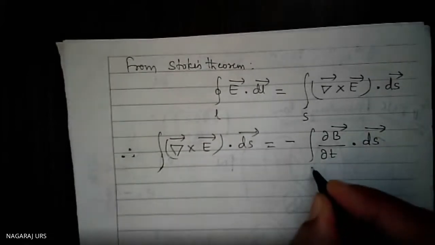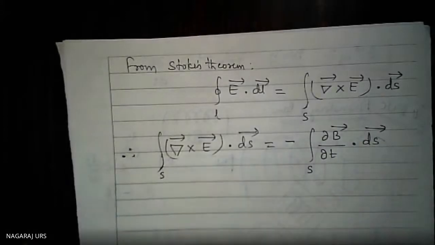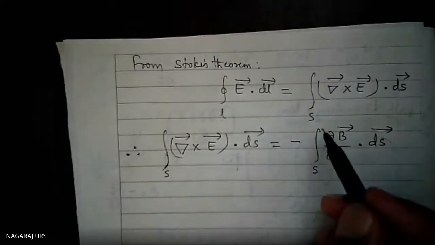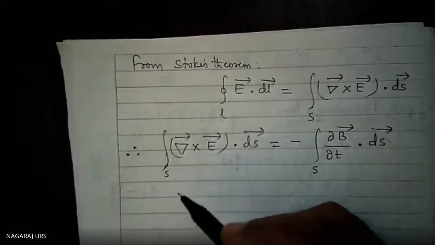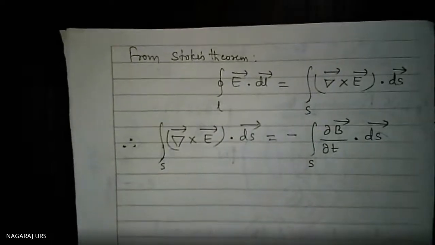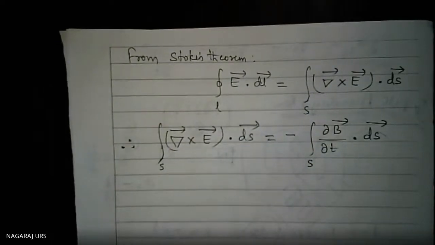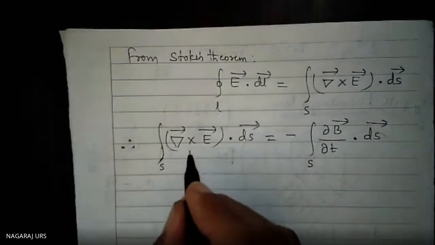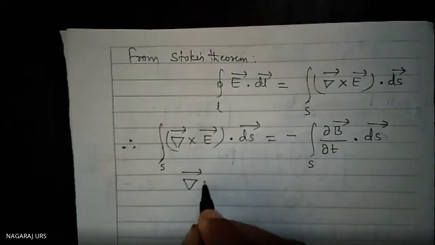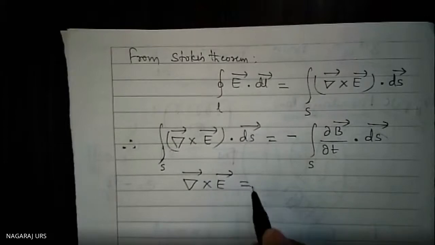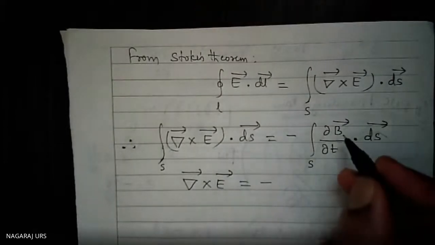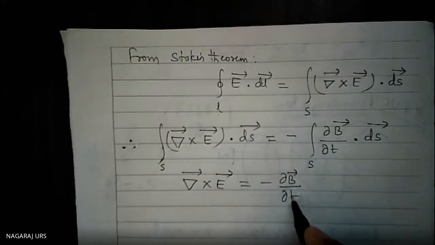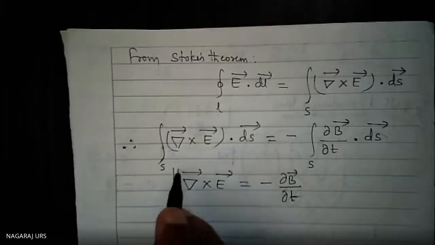Now we can equate both the sides because both are surface integrals. ds is here, surface integral. I can remove all the common things present on both sides, and write only the integrand that remains. Therefore, del cross E is equal to minus del B divided by del T. This is the equation that we require.